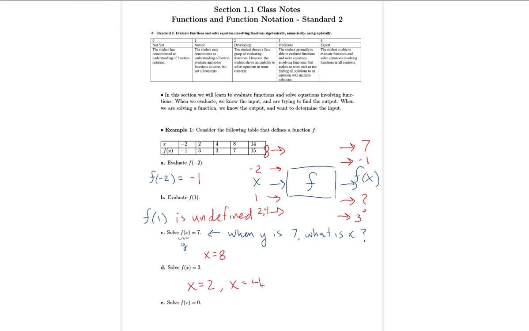And then finally, f of x is equal to 0. So we're saying, okay, if 0 came out the other side, where did it come from? But since 0 is not one of the outputs, there is no input that it came from. And so in this case, we want to say the same sort of thing we did in part B, but we word it differently when we're solving. We say that there is no solution.